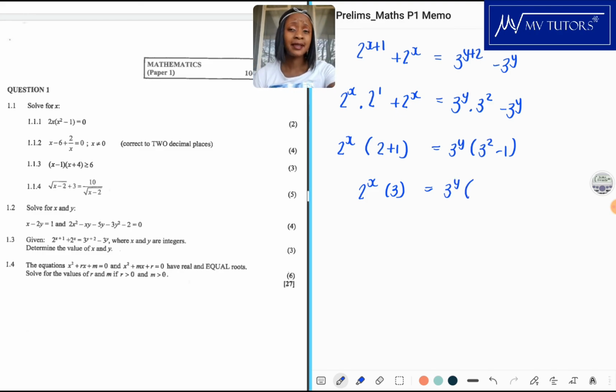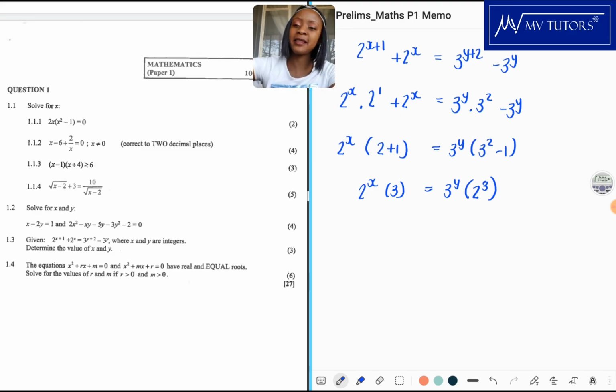3 squared is 9, okay? And 9 minus 1 would be 8. 8, I know that it's 2 to the power 3. And I'm glad I have 8 so that I can have 2 to the power 3, so that I have bases that are like 2 and 3.